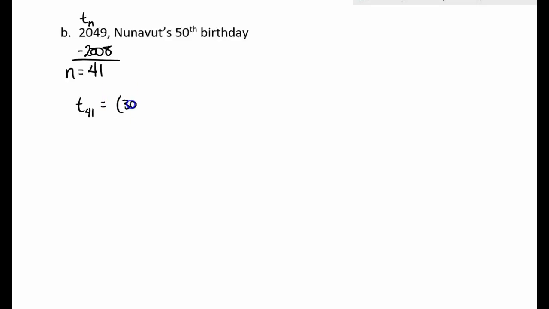We're still going to start at 30,000. My common ratio hasn't changed. I haven't said it's slowing down, that it's not increasing by as much anymore. But this time it's going to be 41 minus 1. Again, you're just going to plug this into your calculator and get your answer, which means our final answer is 41,261. But again, we're asked to round to the nearest thousandth, so we're cutting it off here. The 2 rounds down, so it would be 41,000 by Nunavut's 50th birthday.